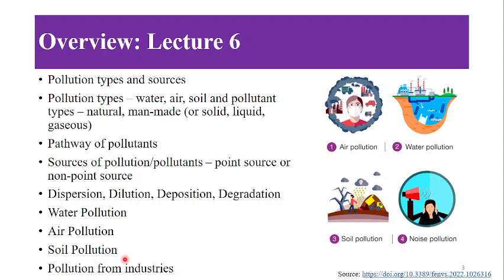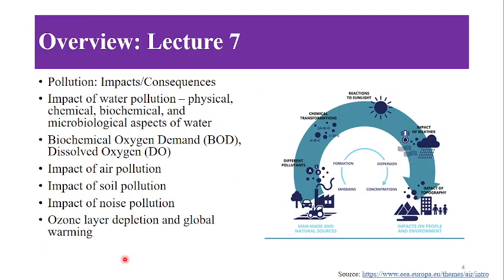organisms. So next, lecture 7 was about pollution and its impacts or consequences. Water pollution can impact the physical aspects, the chemical aspects, the biochemical aspects, and the microbiological aspects of water. Physical aspects are about how the water looks. Is it dirty? Is it clear?